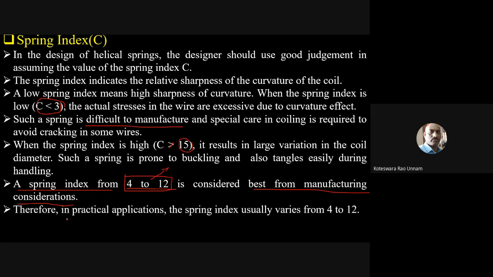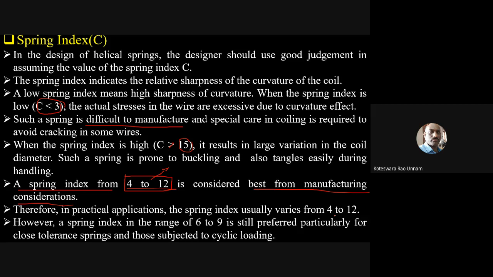Then there are some practical applications as well. The spring index usually varies from 4 to 12. However, a spring index in the range of 6 to 9 is still preferred, particularly for closed-ended springs subjected to cyclic loadings. When the load is a static or steady load, the spring index can be chosen as 4 to 12. But if the load is cyclic in nature, then the range of the spring index is 6 to 9 only. This is the preferred range when it is subjected to cyclic loading.